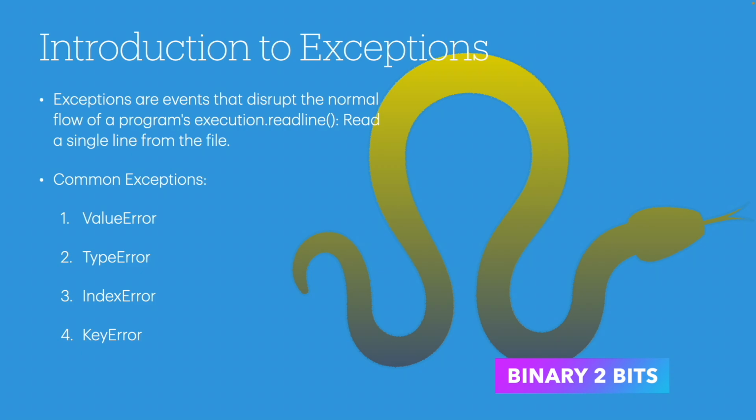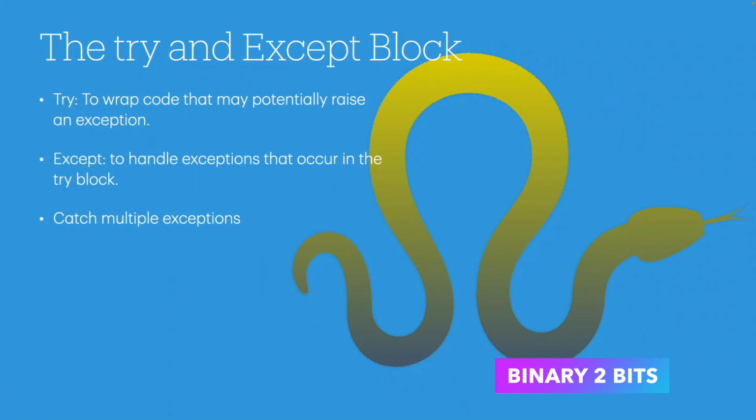So let's see the try and except block. We wrap the code in try to avoid that exception. If we know the exception might occur here, then we need to wrap that code within a try block and handle it in the except block, using multiple exceptions if needed, and we just need to provide except and the error name.